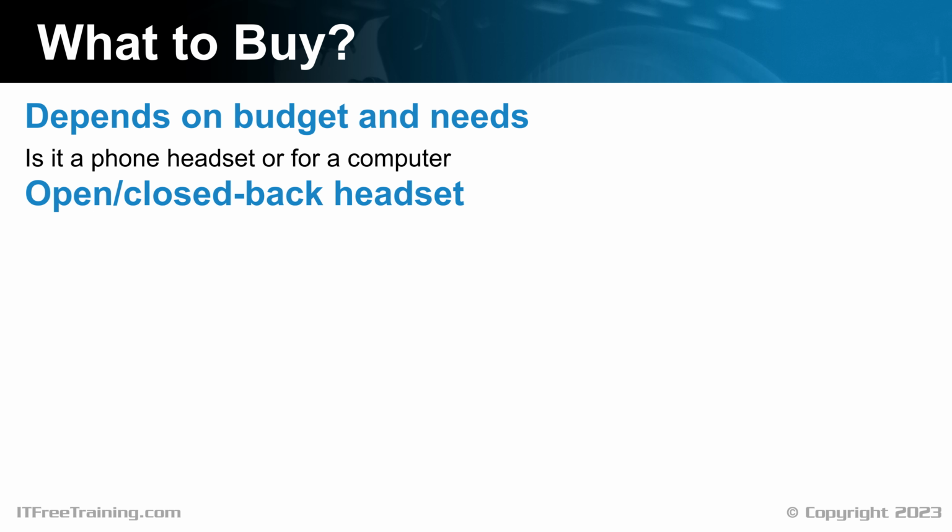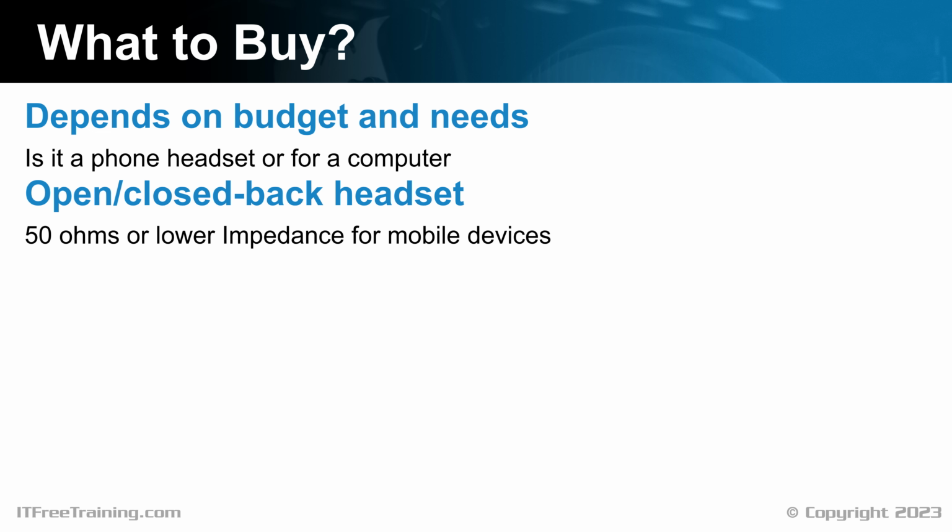If you're purchasing headphones for a mobile device, consider purchasing headphones that are 50 ohms or lower impedance. Higher impedance will still work, however, depending on the mobile device, you may not be able to get a high volume. If you're using your headset in a loud environment, you may want to consider noise-canceling headsets. These headsets will attempt to eliminate background noise, but they won't be able to get rid of all noise. Different headsets will achieve this better than others.